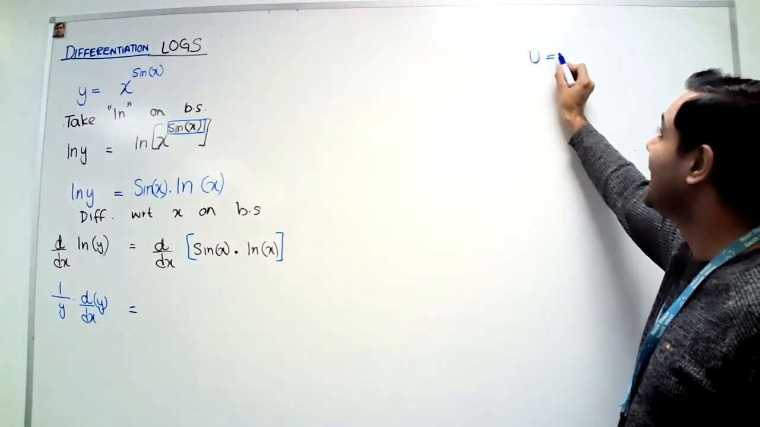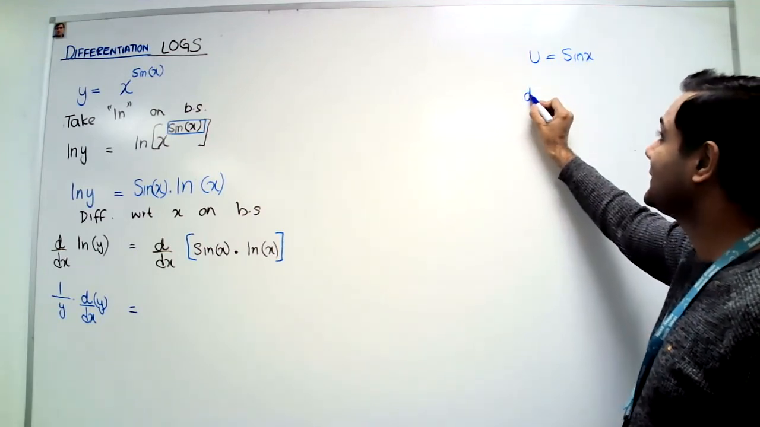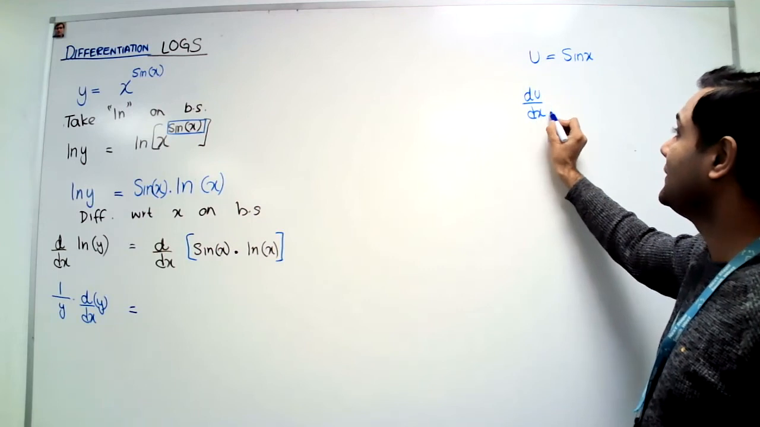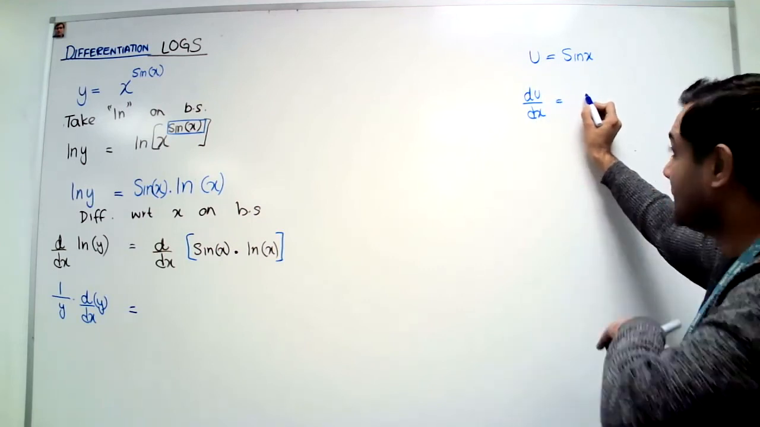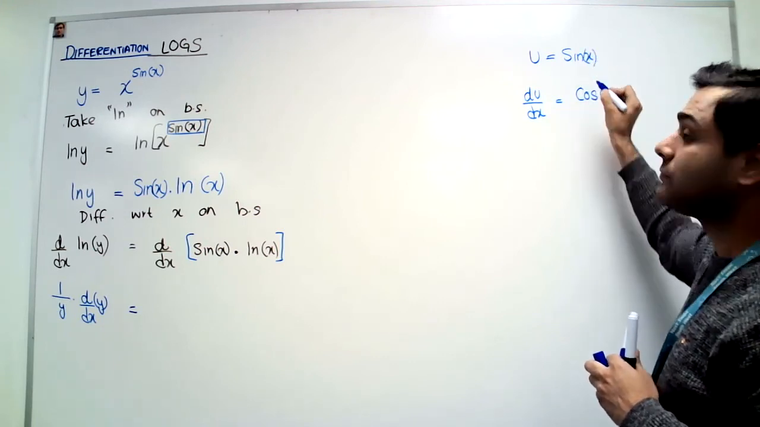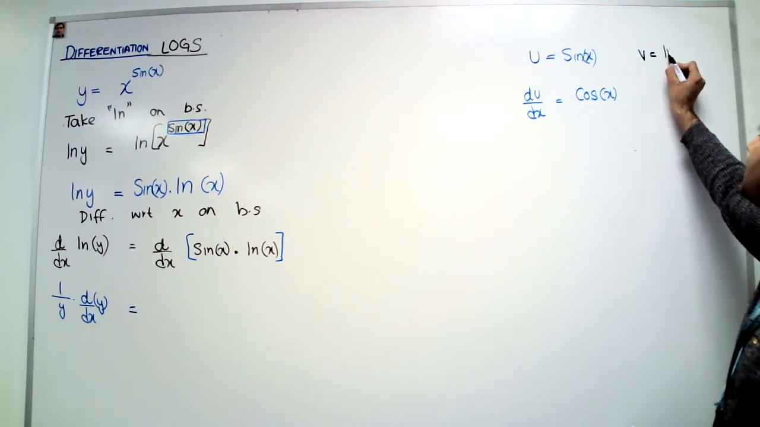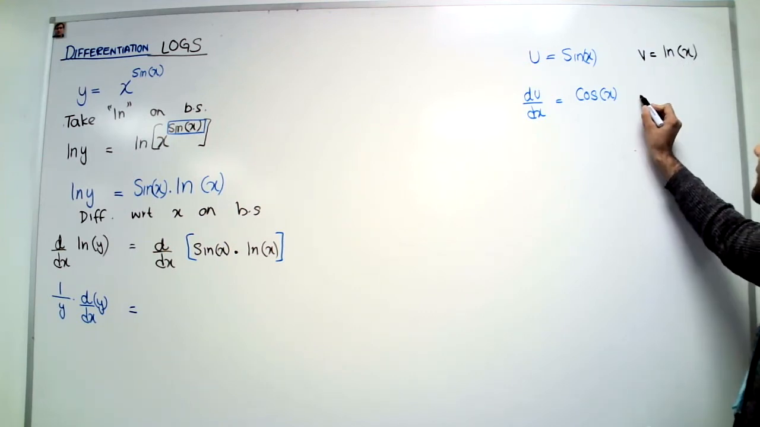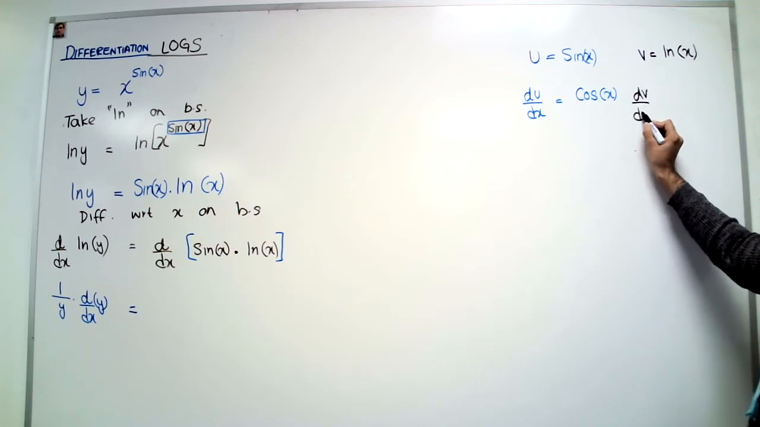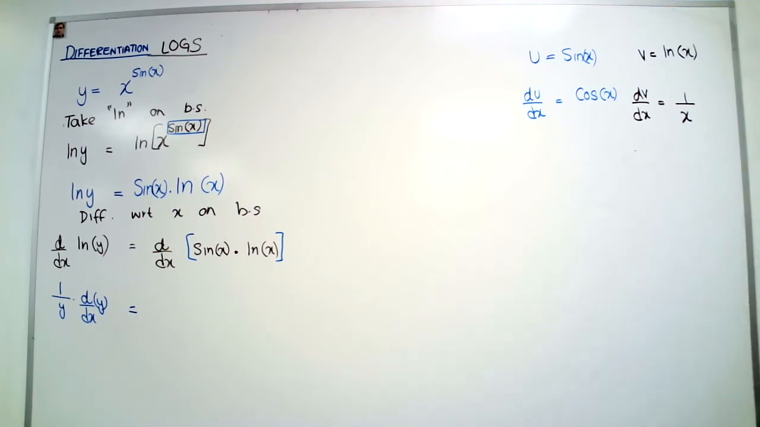I'm going to say u equals sine x. So what will be du over dx? The differential of sine x is cos x. Now I go v equals ln x. The differential of ln x is just 1 over x.